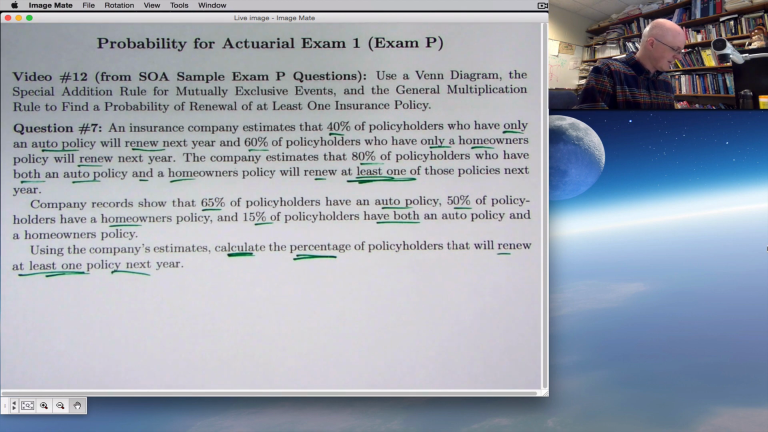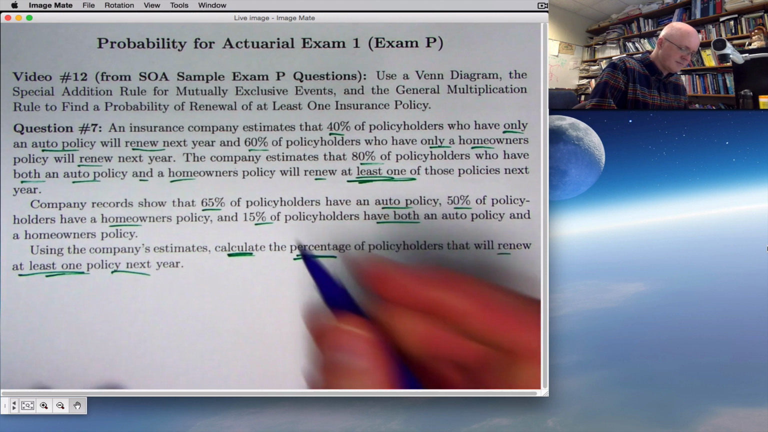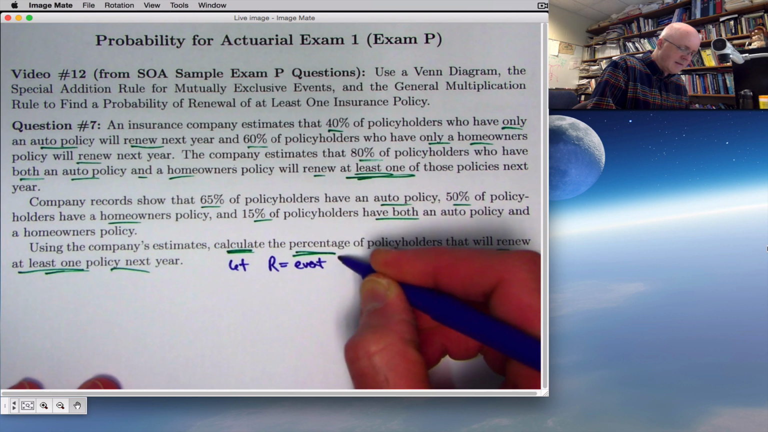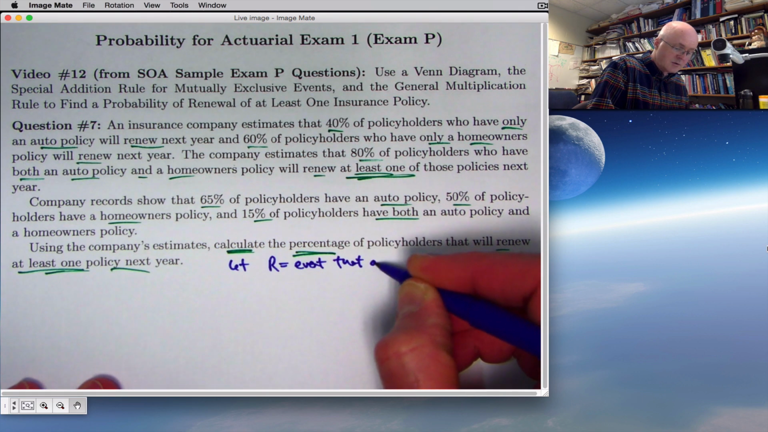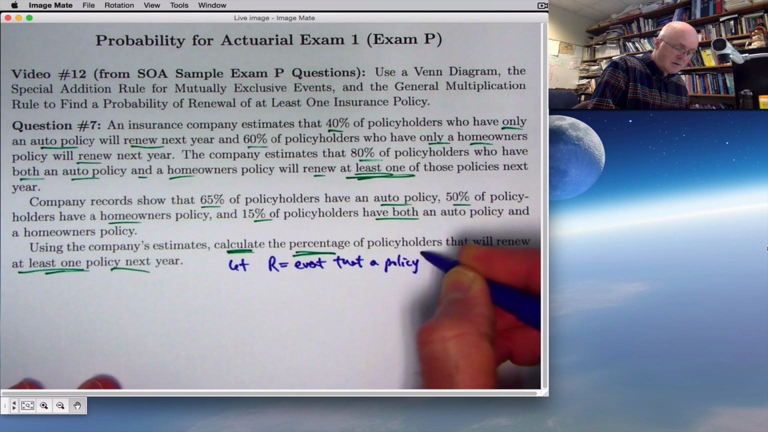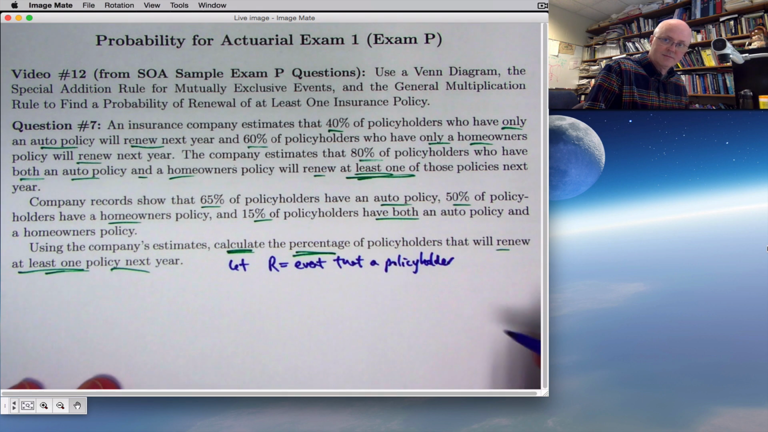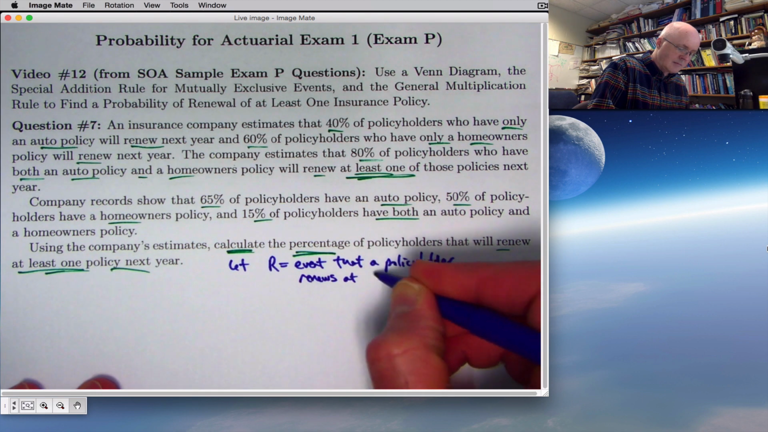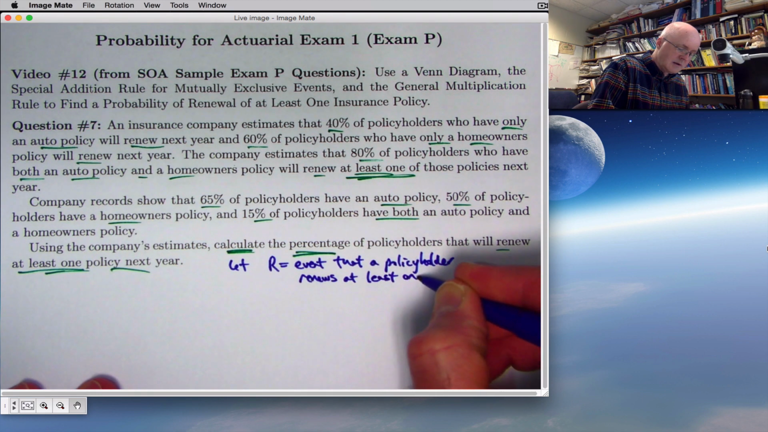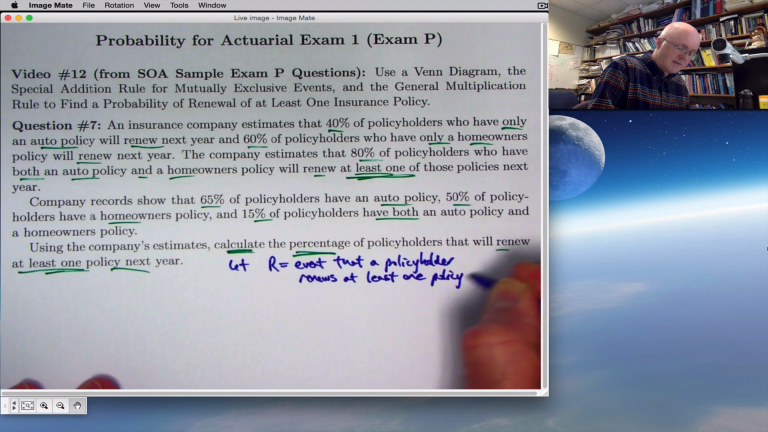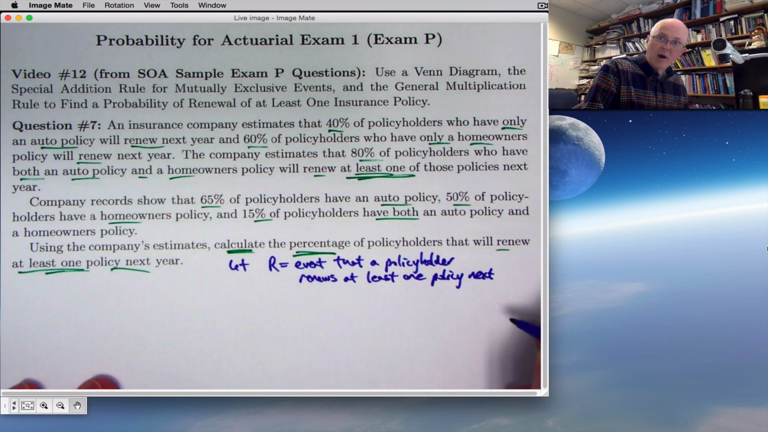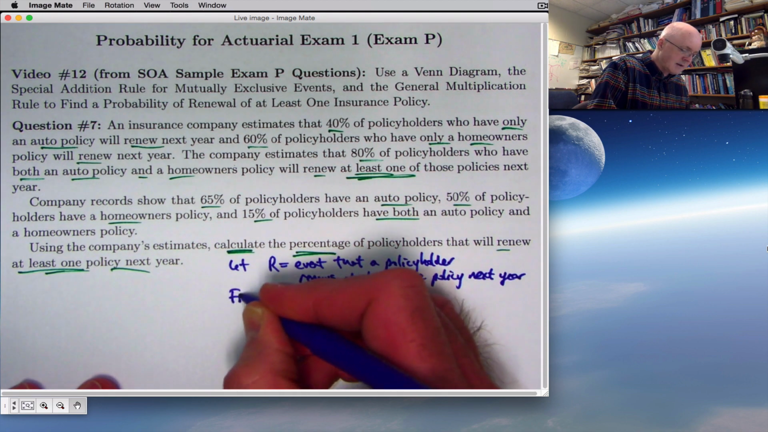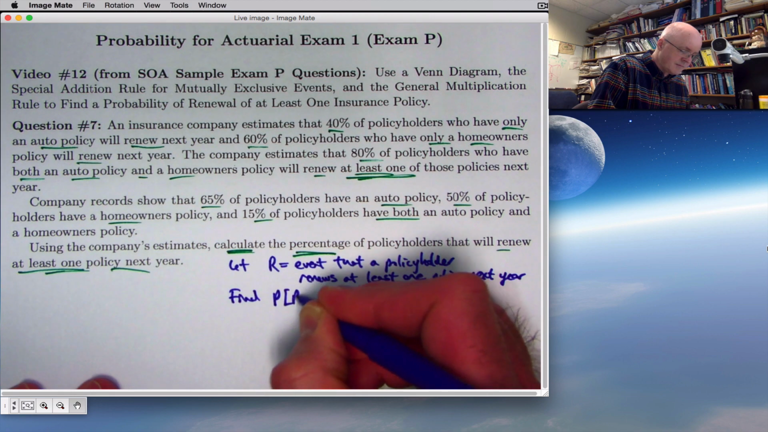So if I let, say, R be the event that a policyholder renews at least one policy next year, at least one, that's the event whose probability that I want to find. I want to find P of R.